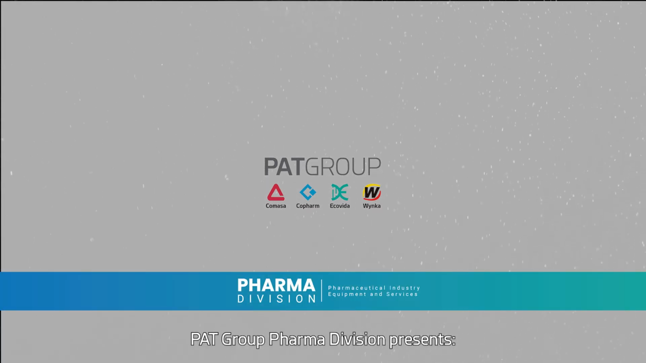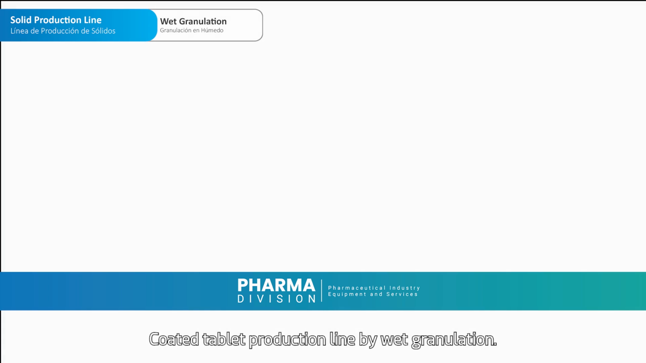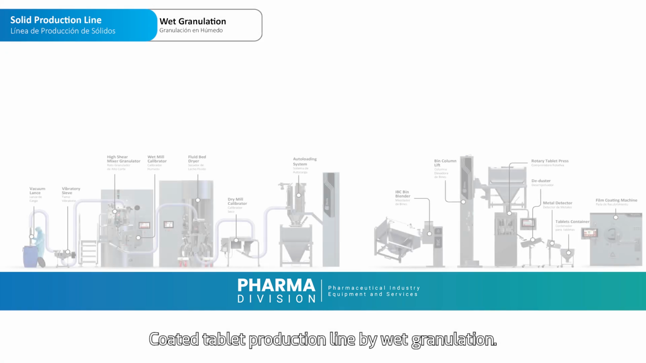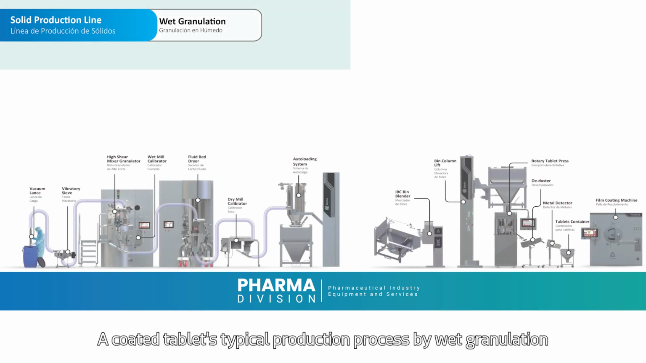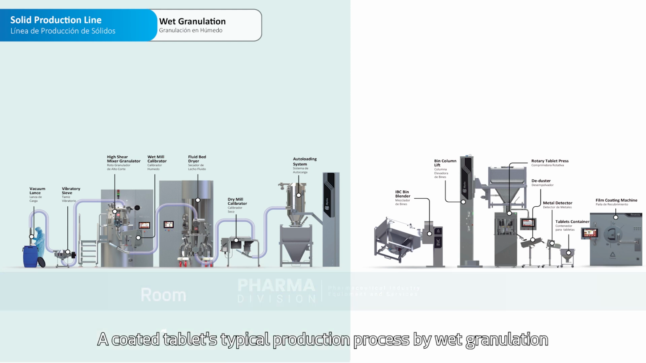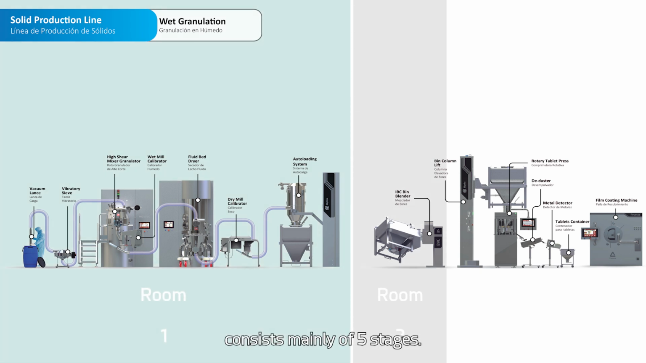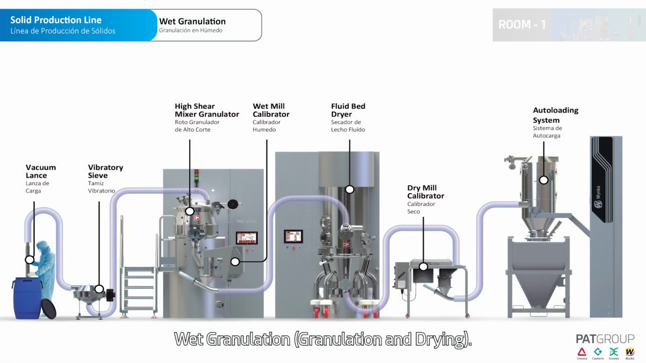Pat Group Pharma Division presents Coated Tablet Production Line by Wet Granulation. A coated tablet's typical production process by wet granulation consists mainly of 5 stages. Wet granulation, granulation, and drying.